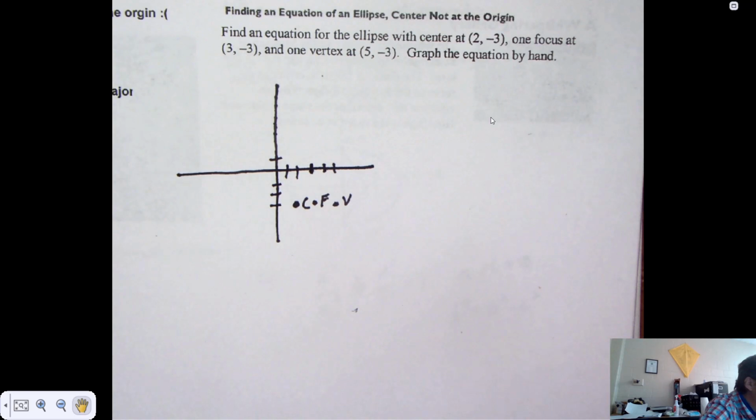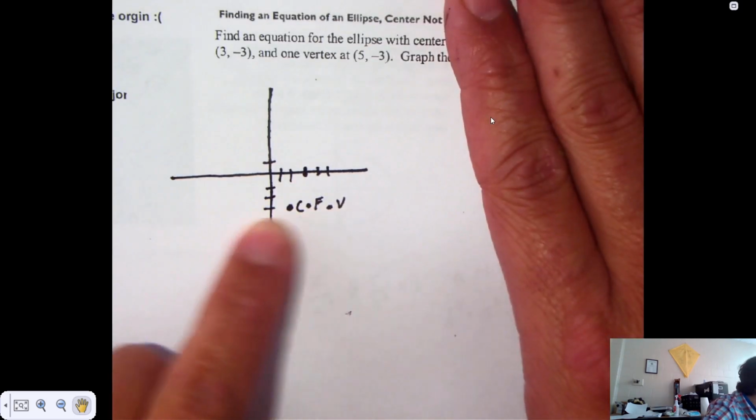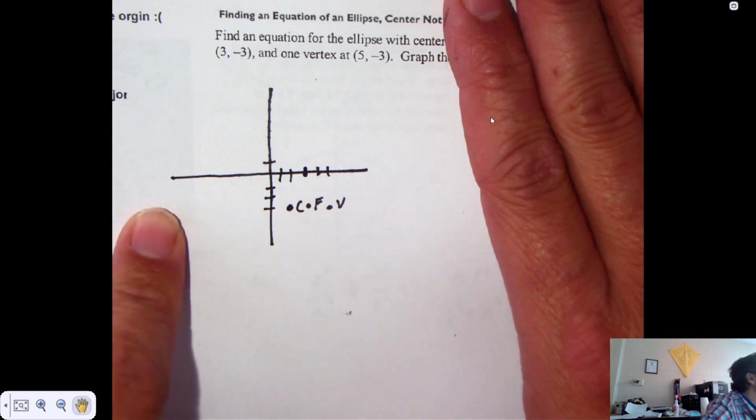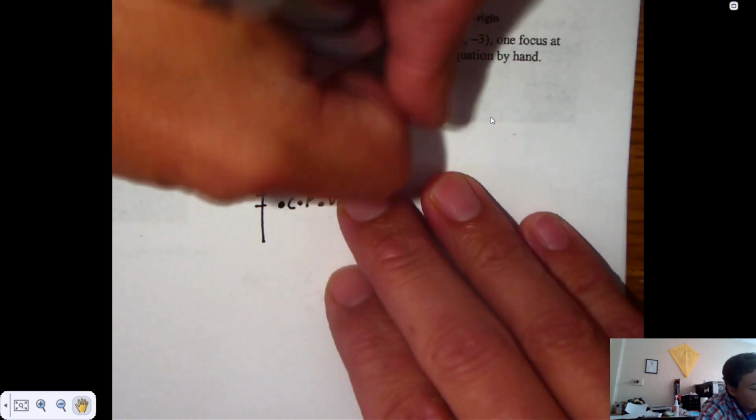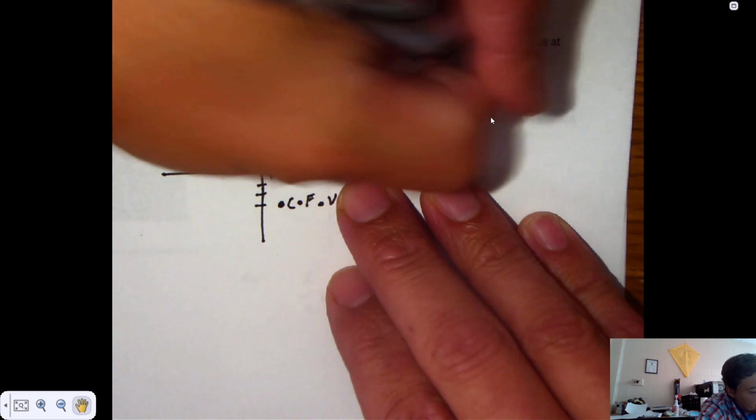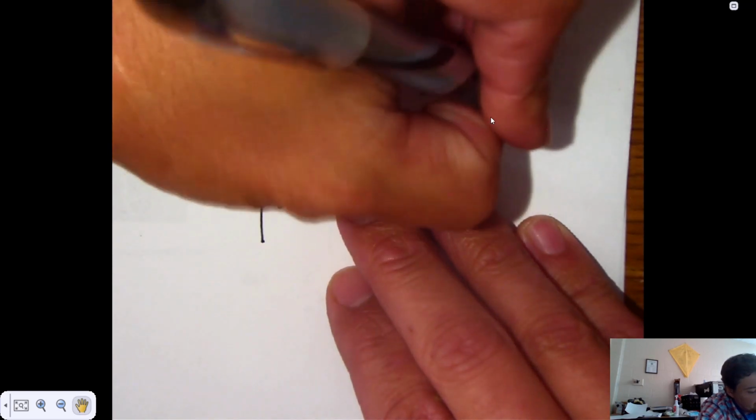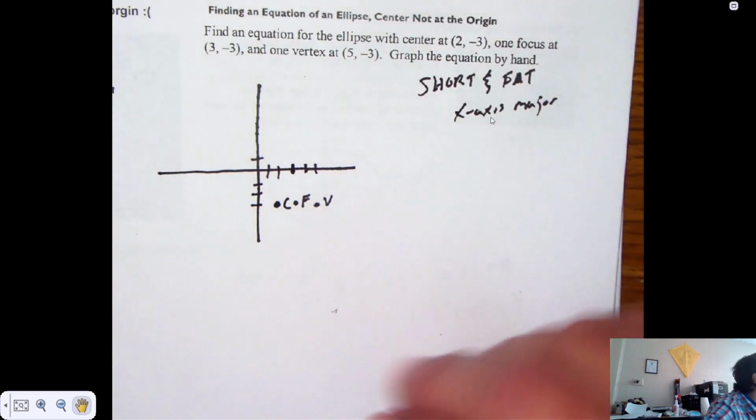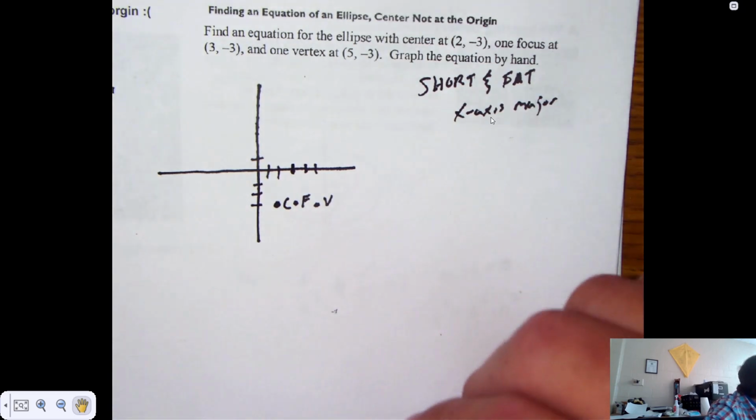Well, here's what's cool about this. Is this one tall and skinny or short and fat? It's short and fat, isn't it? Because these 3 points are lining up on the same exact line. It's a short and fat situation, which means it's x-axis major. You guys get that? Short and fat is x-axis major. Like, that's a good note. Tall and skinny, that's y-axis.